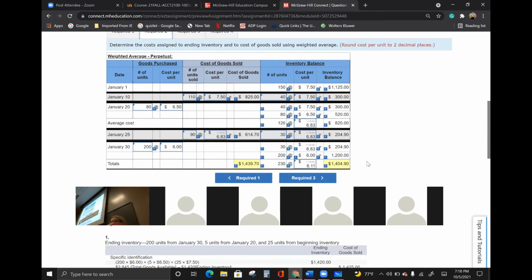You don't want to take how many units I have in ending total, 230, and then calculate it by all these different individual lines. You've already got a new average, so you have to use that new average for your next purchase. Don't try to combine them.